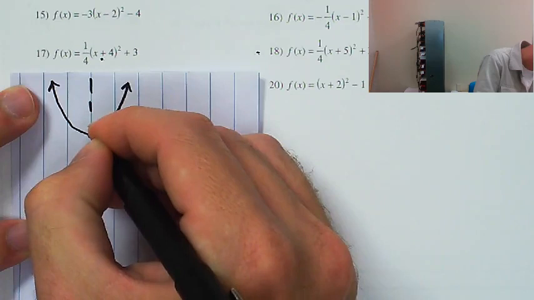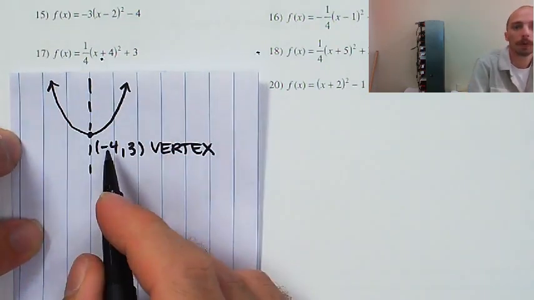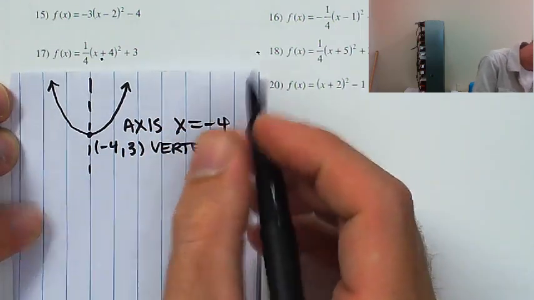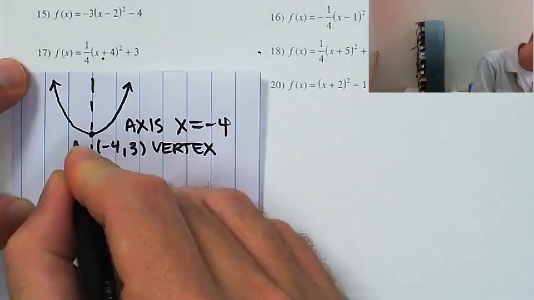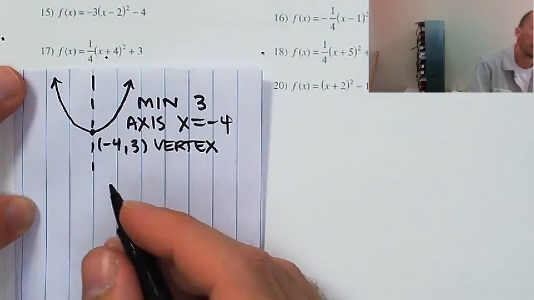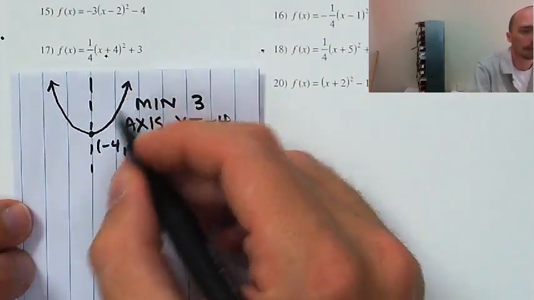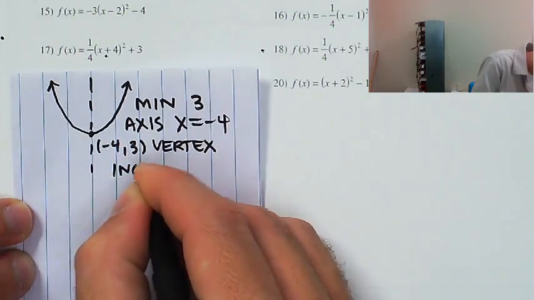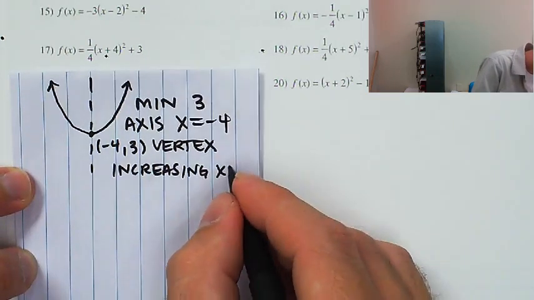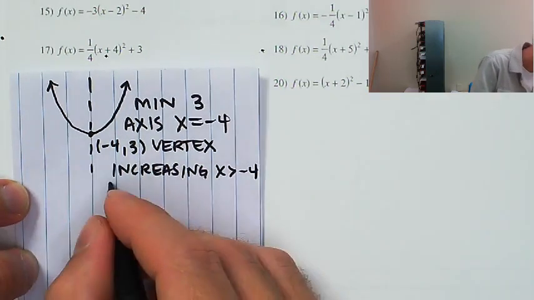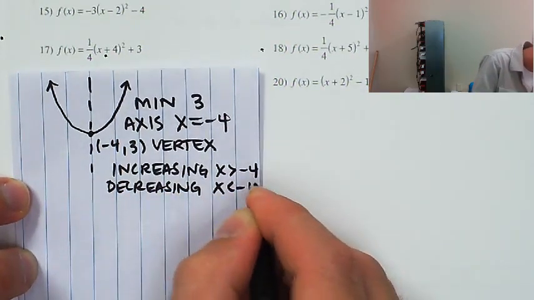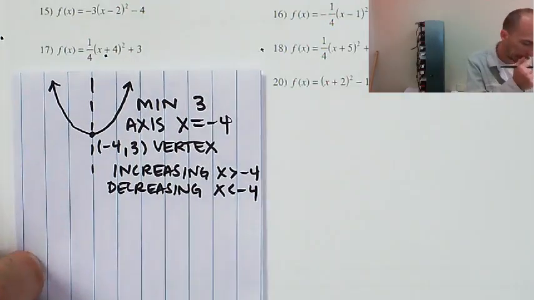Okay, the axis is going to be all of these points, the set of all points where x is -4. Okay, the minimum value of the function is going to be 3. I'll just do that first, since it looks like I'm stacking up that way. Okay, the function is increasing over here where x is greater than -4, and it's decreasing when x is less than -4. Okay.